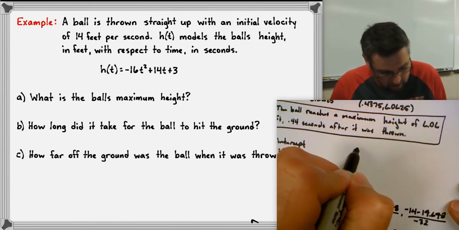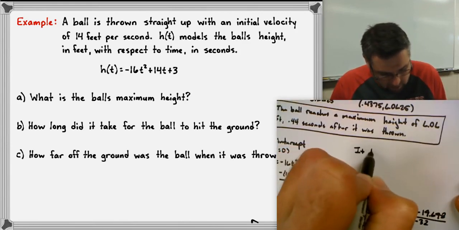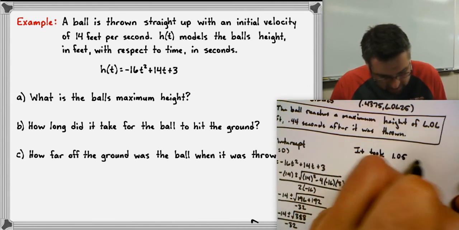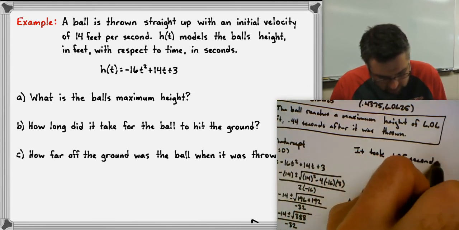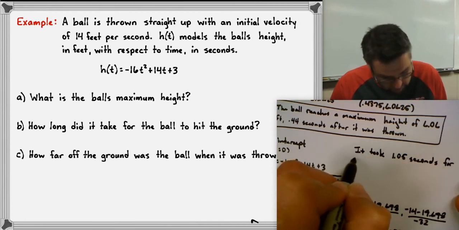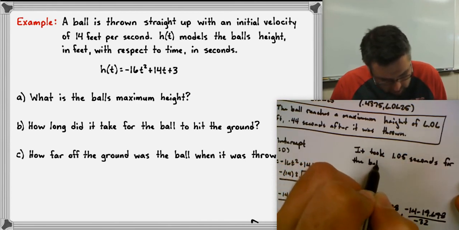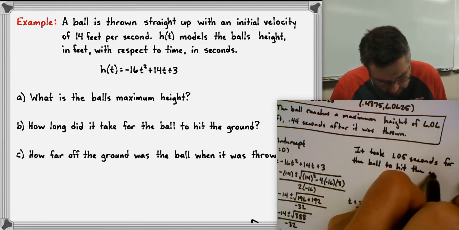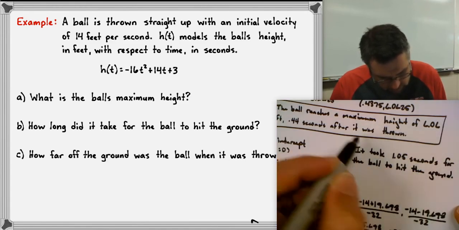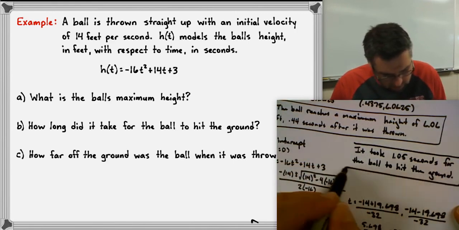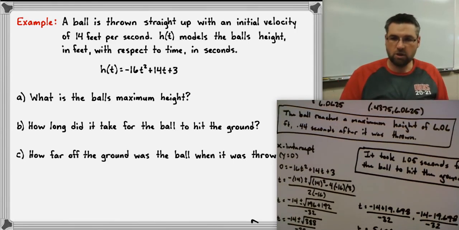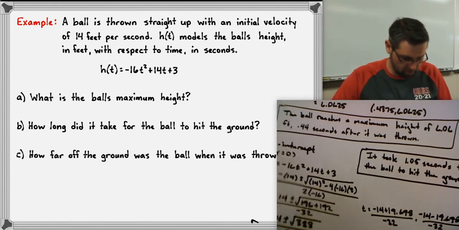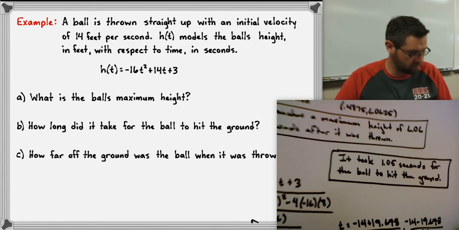We would say it took 1.05 seconds for the ball to hit the ground. And that is our answer for B. Okay. So that's a great example of applications there. We got one more problem to look at here. So let's go ahead and take a look at that.